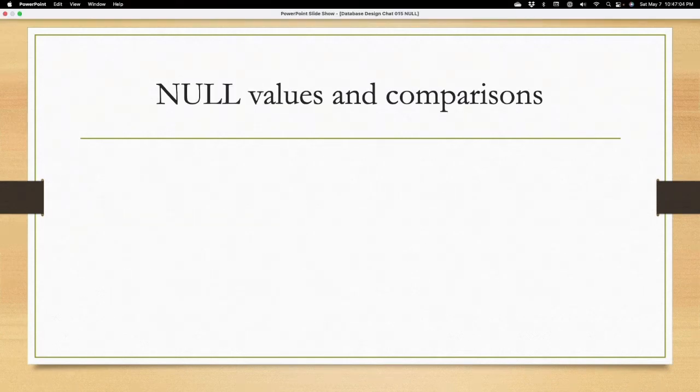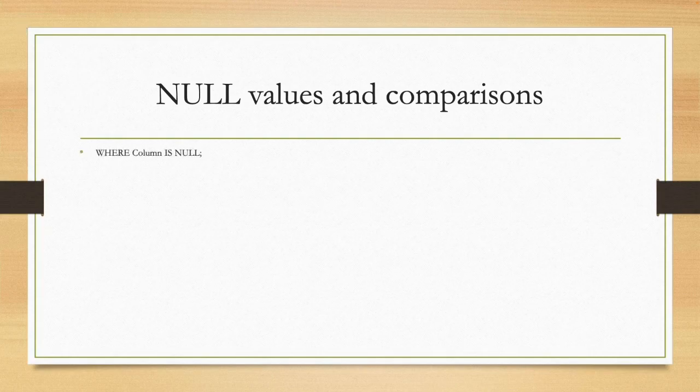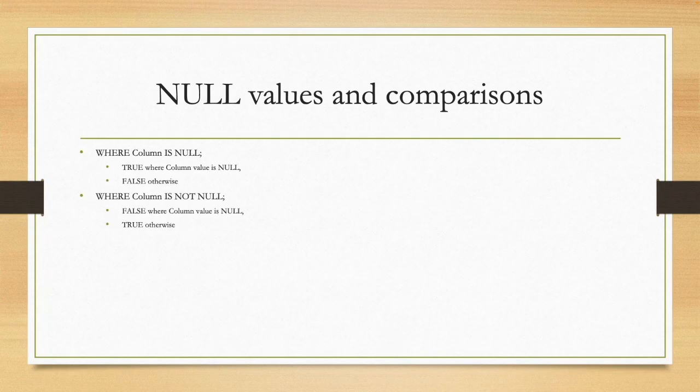A little bit about how null comparisons work. If you want to show the column is null, there's a function IS NULL. So it's true where the column value is null and false otherwise. And there's the opposite of that. You can say where it's not null, and it's false where the column value is null and true otherwise. Simple.